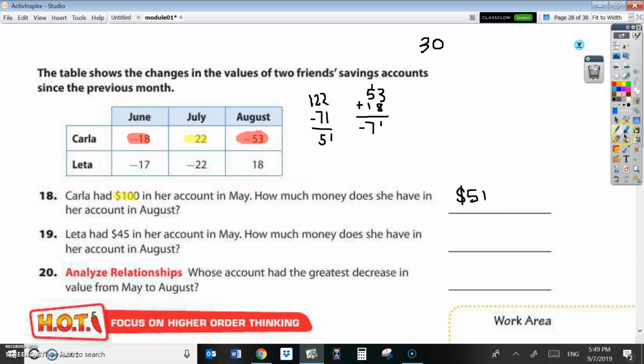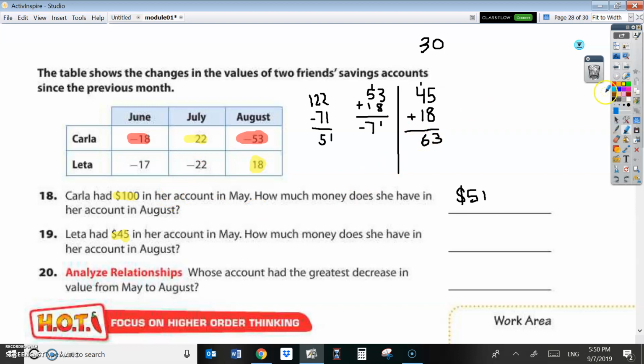Alright, Lita, let's highlight her positive amount. Lita had 45, and then those are the two positive amounts for her. Let's combine her positives, and then we'll combine her negatives, then we'll put them together. So 45 plus 18. When you're adding 45 and 18, you can do 45 plus 20 and then take 2 away. Or you could do 5 plus 8 is 13. Carry that 1 and get 63. 63 is the positive amount.